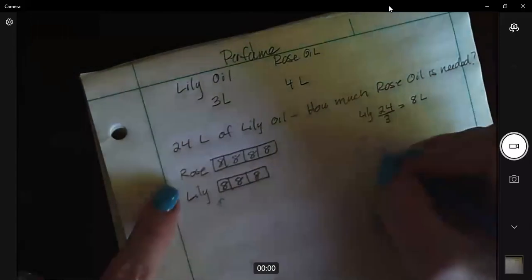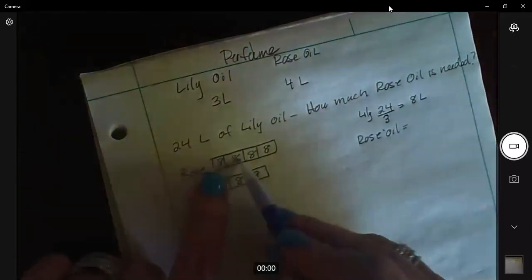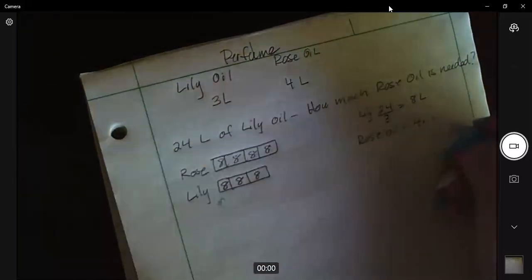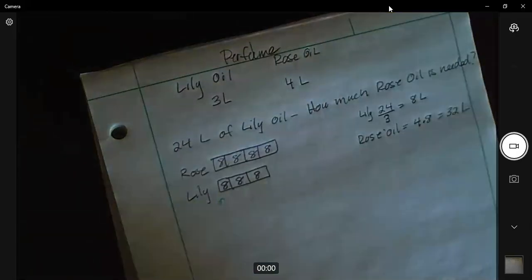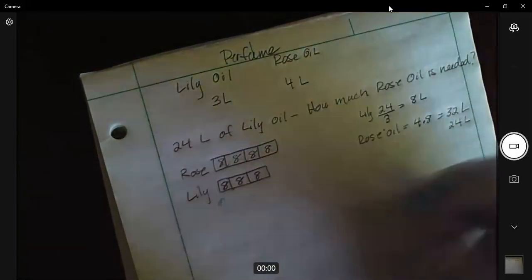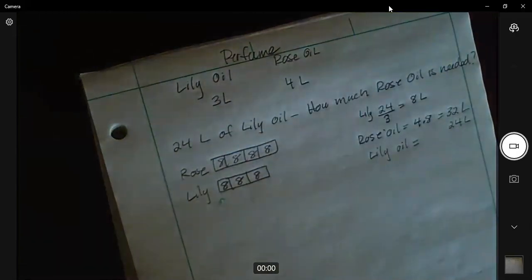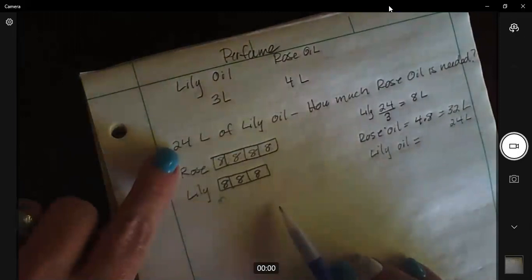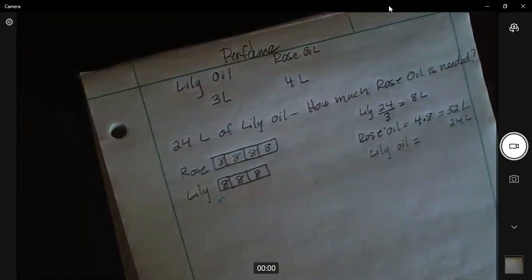So how much rose oil is needed? Well, we have 1, 2, 3, 4. So we have 4 parts times each of them, which is 8. So 32 would be 32 liters of rose oil to 24 liters of lily oil to make the perfume. Does that make sense? Kind of bringing a little bit of what we did in 7.1 as well. But now we're able to find a total, we were able to find these parts through division, and they know how to divide, so that's nice.